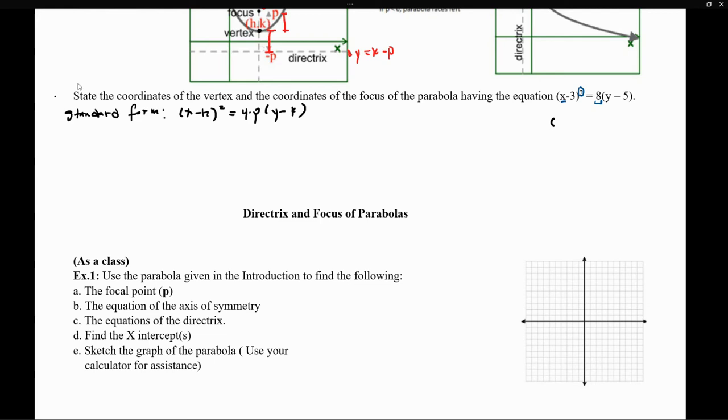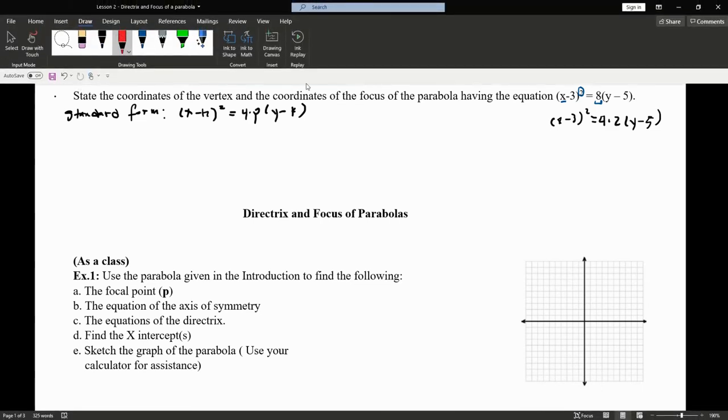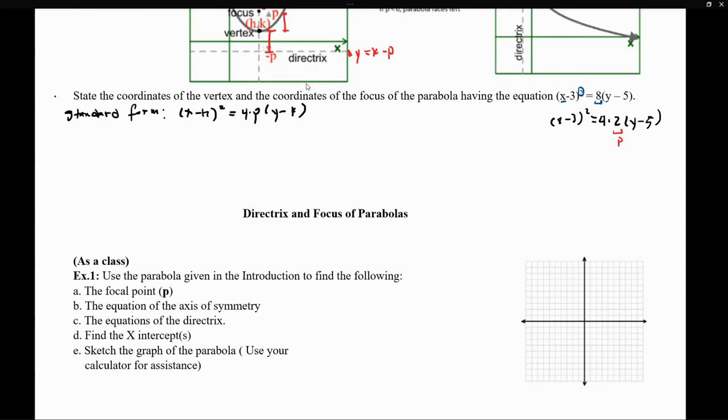So notice that if we rewrite this given equation in terms of 4, 8 can be seen as 4 times 2. And now it will be easier for us to see that the p-value of the focal distance has a value of 2. And also, since this is x minus h, we can see that my h value is 3, and the k is going to have a value of 5.